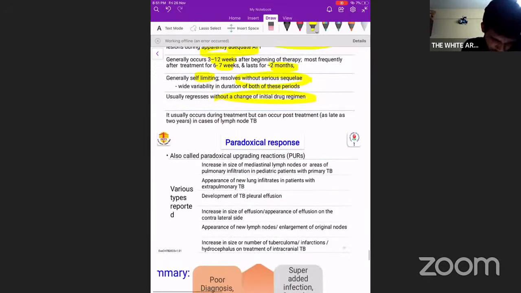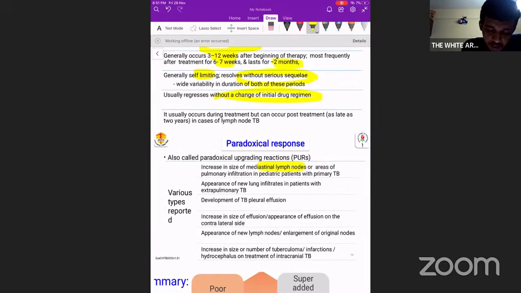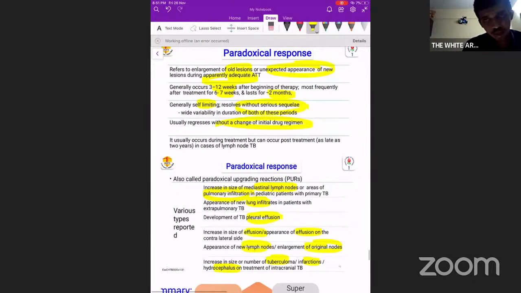Okay, so how can they present to us? Either as an increase in the size of mediastinal lymph nodes or area of pulmonary infiltration in pediatric patients with primary TB, or appearance of new lung infiltrates in an extrapulmonary TB patient, or development of pleural effusion. Okay, all these things are basically because of immune response of the body. Or increase in the size of pleural effusion or appearance of effusion on the other side. Okay, appearance of new lymph nodes or enlargement of the previous lymph nodes, or increase in the size of tuberculoma or infarctions or hydrocephalus in case of TB meningitis. Okay, so these are paradoxical upgrading responses.